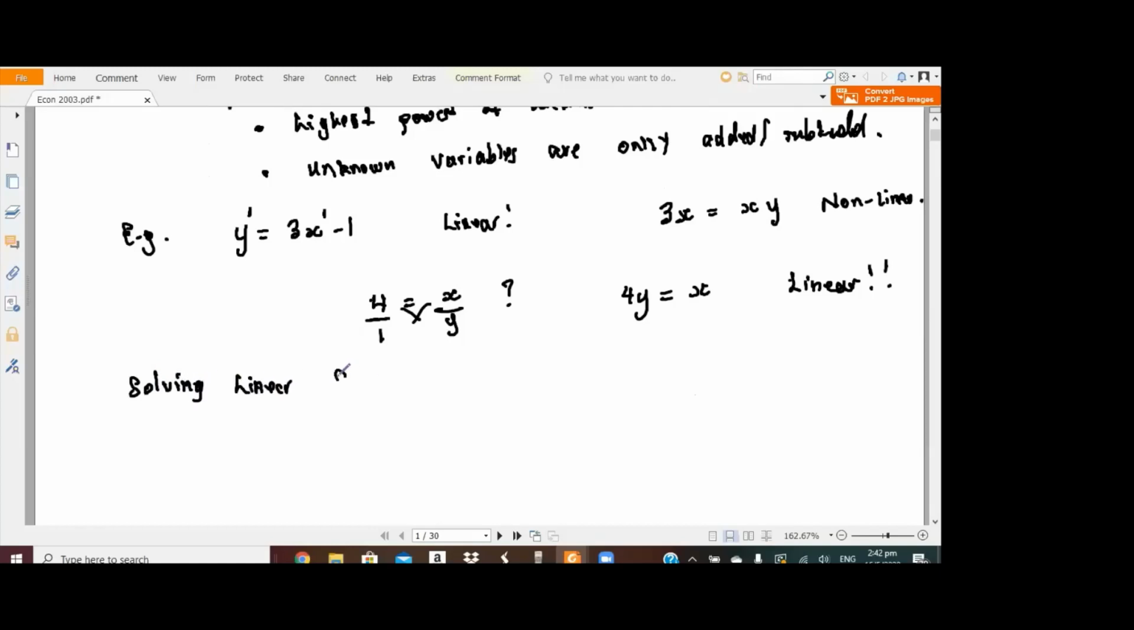For solving linear equations, you group the unknown variable on one side, and then the numbers on the next side of the equation.